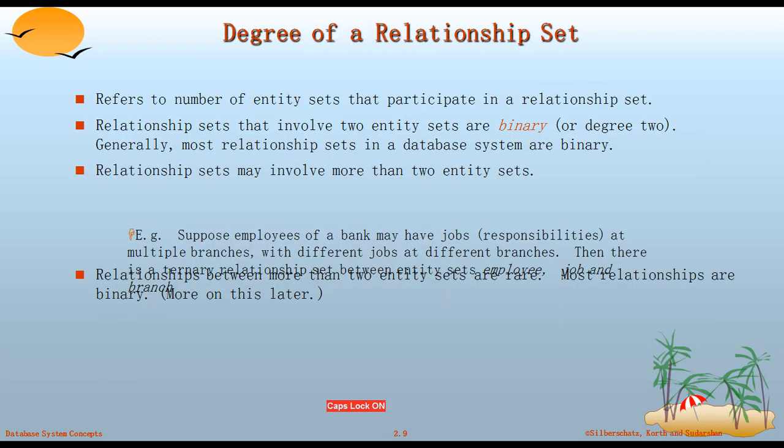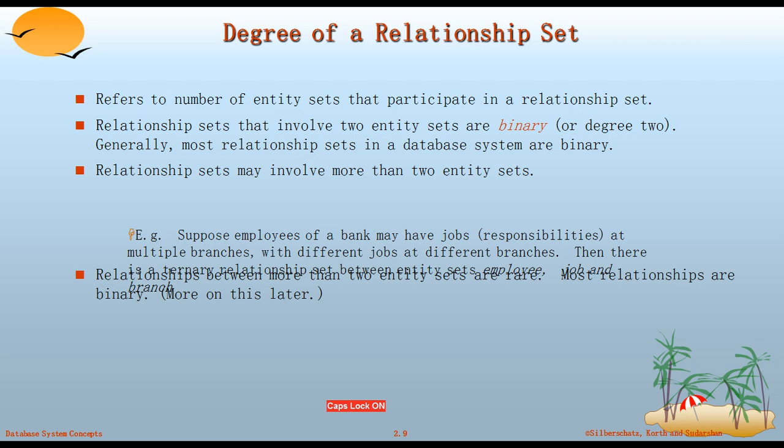And then the degree of a relationship set. It refers to the number of entity sets that participate in a relationship set. A relationship set that involves two entity sets is binary. So when two entity sets are involved in a relationship, it's called binary, or degree of 2. Generally, most relationship sets in a database system are binary. It will have two relations.